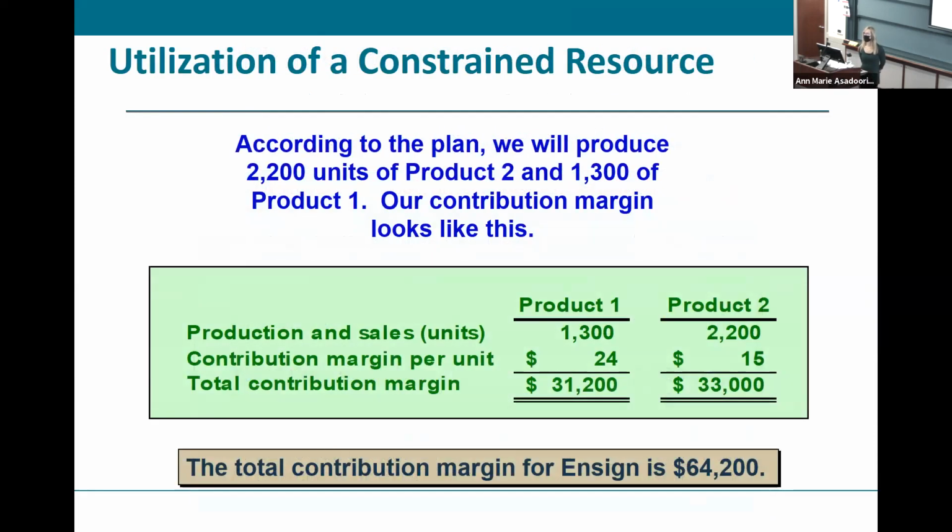Looking at how much you're going to make with this production schedule, now you can go back to that contribution margin per unit, because this is how much you're going to get from each one of those units that you're going to be producing and selling.